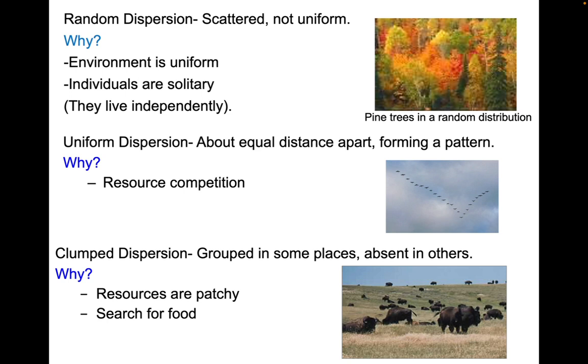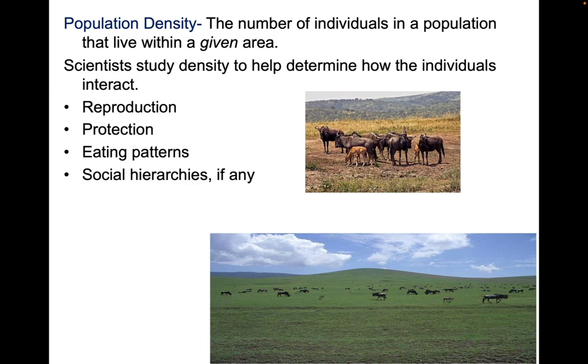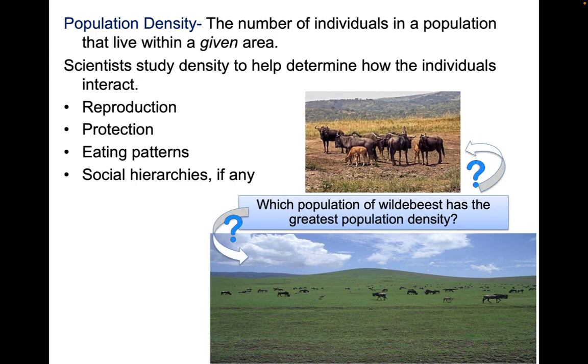Uniform dispersion is about equal distance apart, forming a pattern, usually due to resource competition. And clumped dispersion is where some are grouped in some places and absent in others, and that might be because resources are patchy and of the ability to search for food. So things like a deer herd or this group of buffalo.